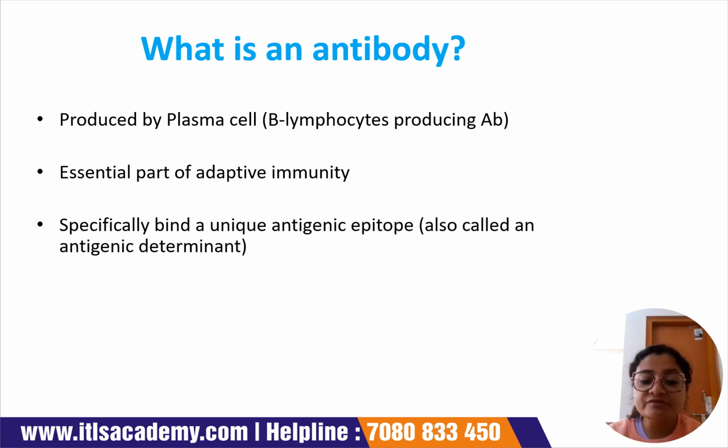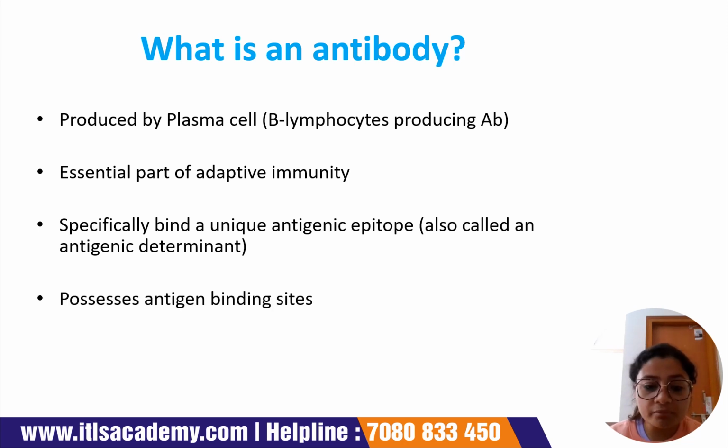So it will go and specifically bind a unique antigenic epitope, meaning antigenic determinant, about which I have already talked in detail, and it also possesses the antigen binding sites. So on the antigen we will have the epitopes, meaning the antigenic determinants, and on the antibody we will have the antigen binding sites. Whenever the antigen and antibody react with each other, the reaction occurs between the epitope, the antigenic determinant, and the antigen binding site on the antibody. Clear?